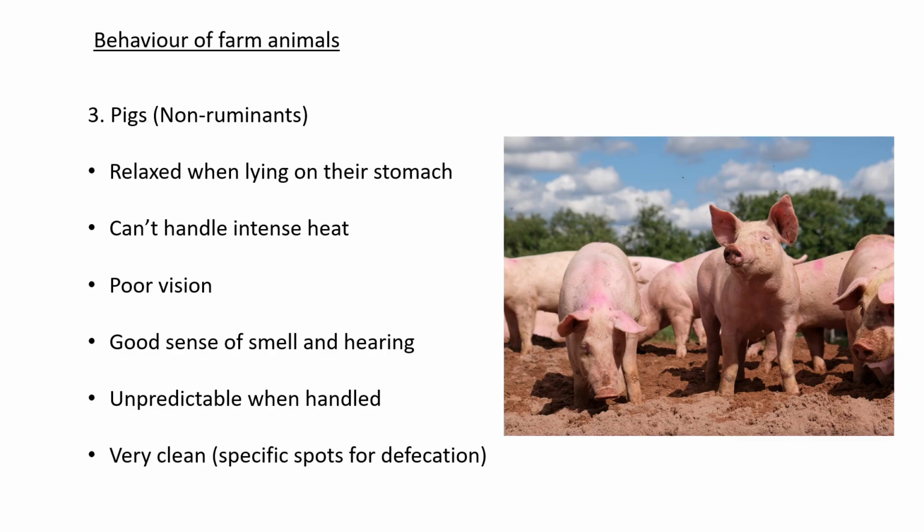Then the behavior of pigs, they represent the non-ruminants. So usually their behavior is when they're relaxed, they're lying on their stomachs, on their sides. So literally when they're lying down, it means they're relaxed and they're fine. Secondly, they can't handle intense heat very well. So usually intense heat exposure for very long times can cause the death of these animals.